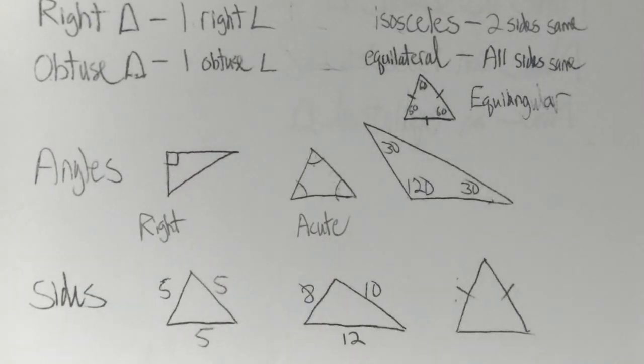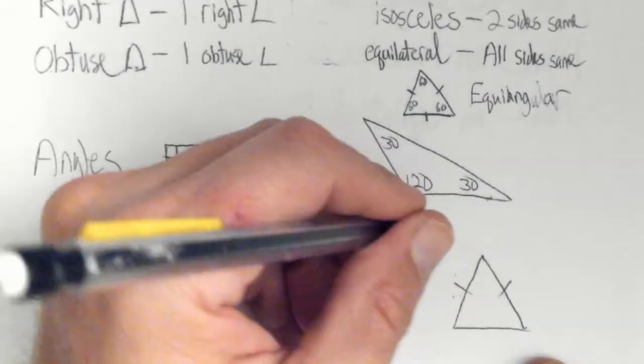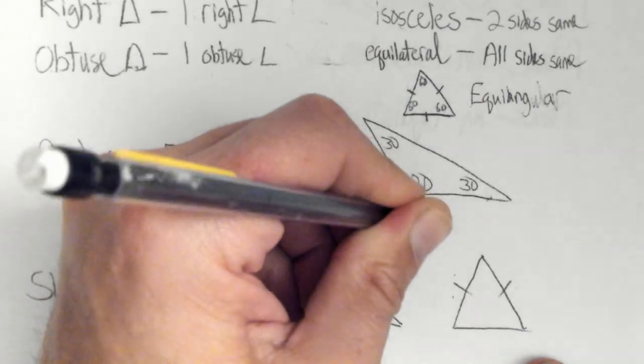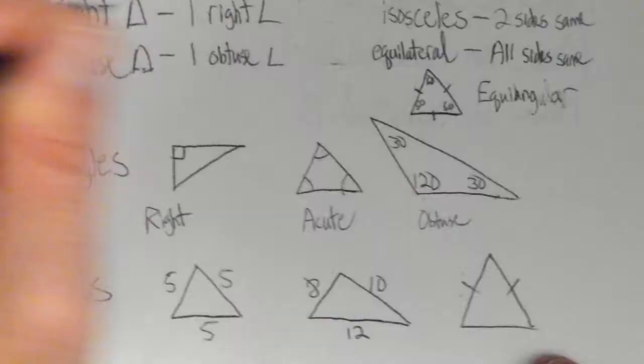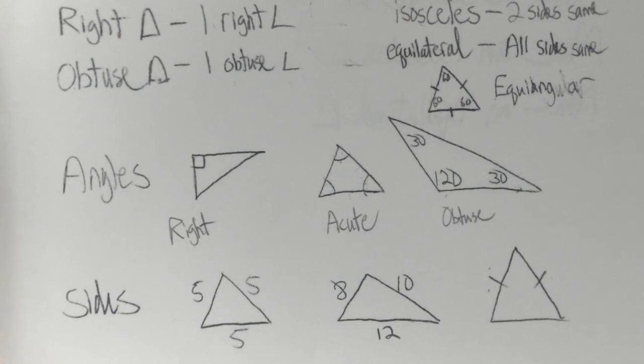All right, so for the next one now, we've got 120, 30, and 30. Since we're classifying by angles here, we have one obtuse angle, so that's going to be an obtuse triangle.